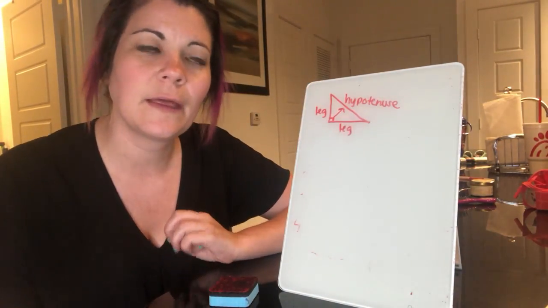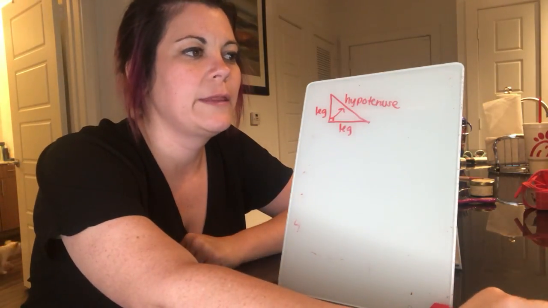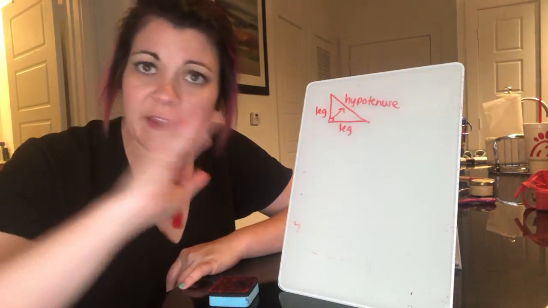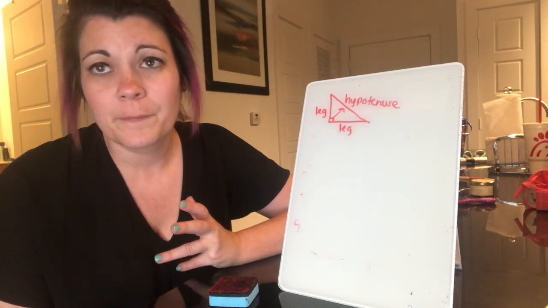It's the hypotenuse. And so knowing that, a lot of people are like, oh, I know Pythagorean Theorem, and they just shout out the formula. Well, where does that come from?